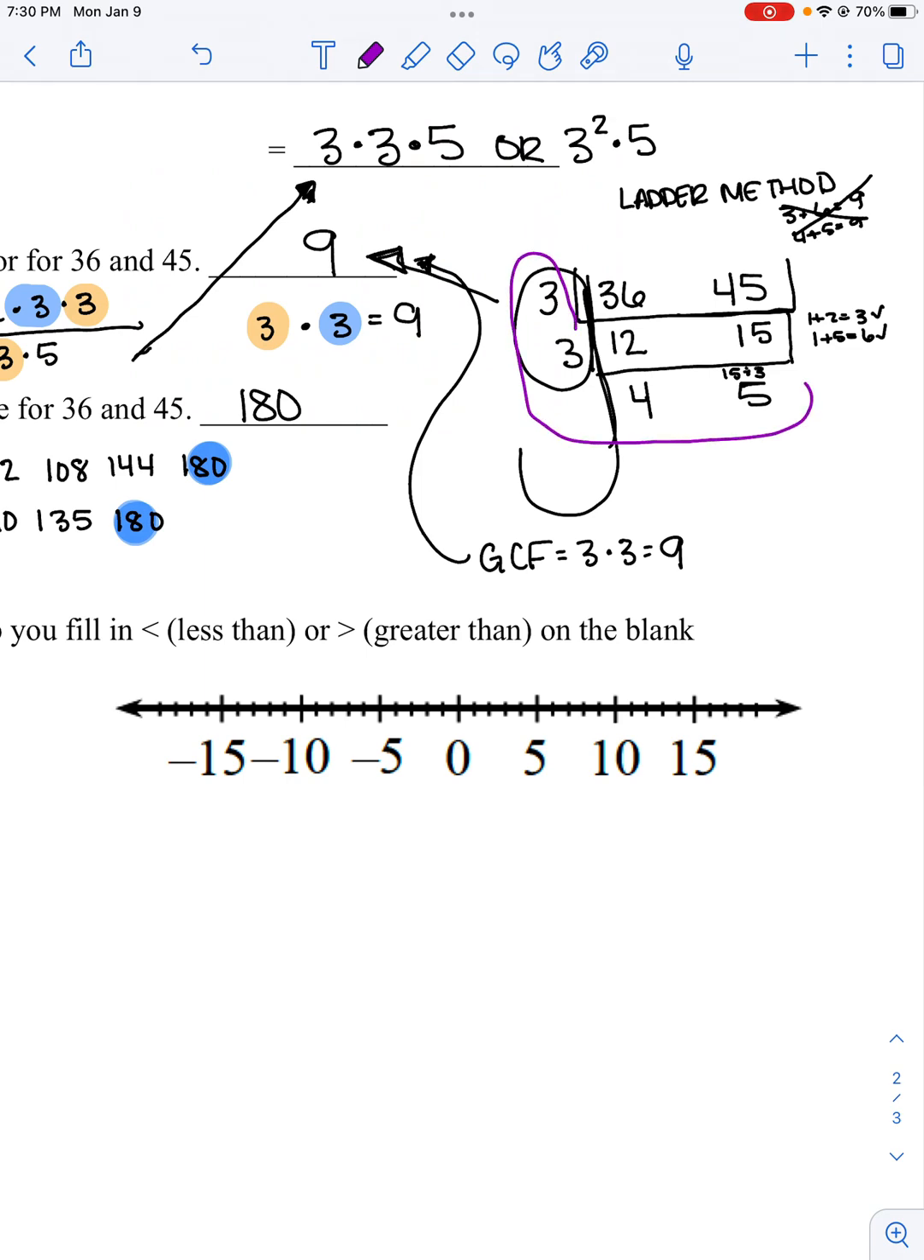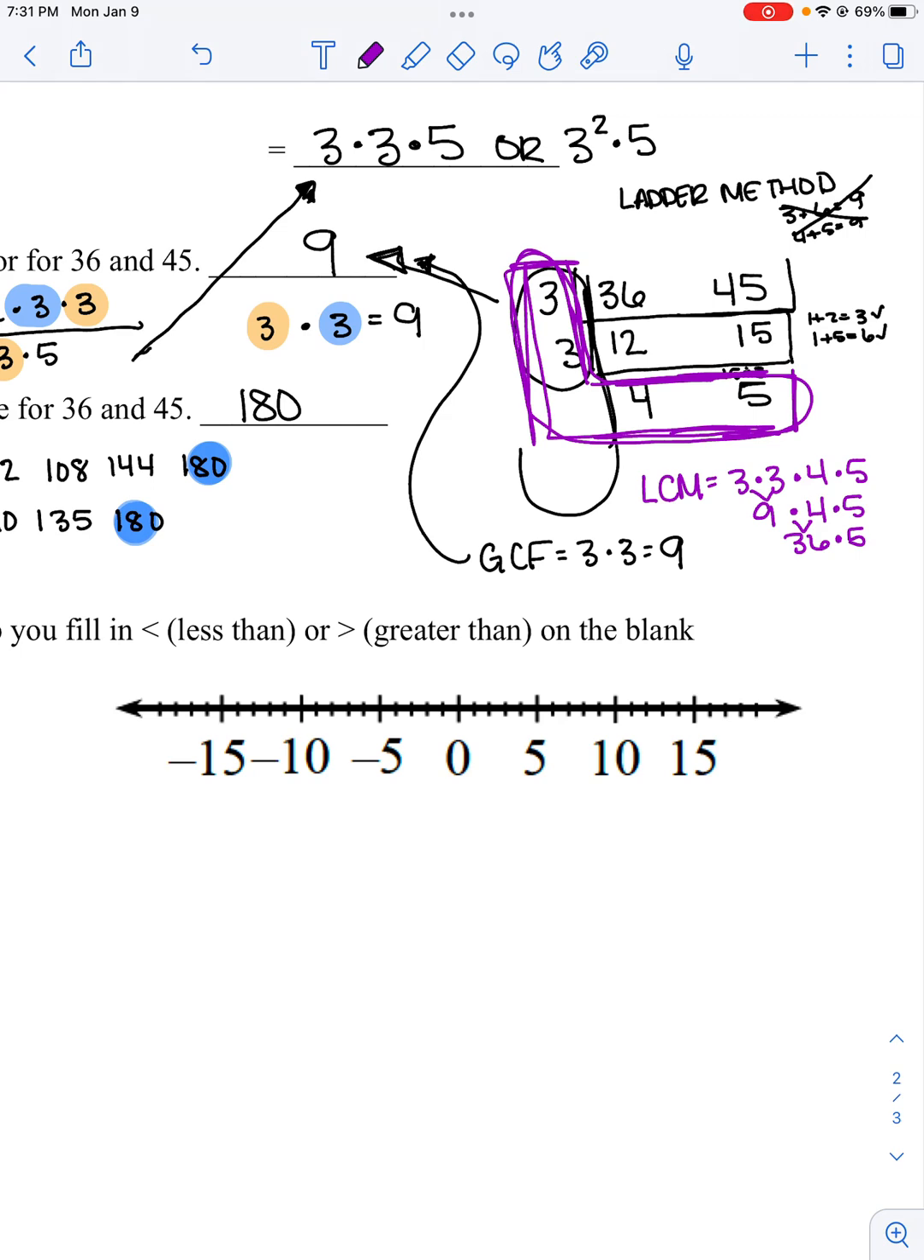The next part of it is I'm going to find the LCM. I'm doing this part in purple. I'm going to take the numbers along the side plus the numbers along the bottom that make an L shape, and multiply them all together to find my LCM. So it's 3 times 3 times 4 times 5. Well, 3 times 3 is 9, times 4 times 5. 9 times 4 is 36.